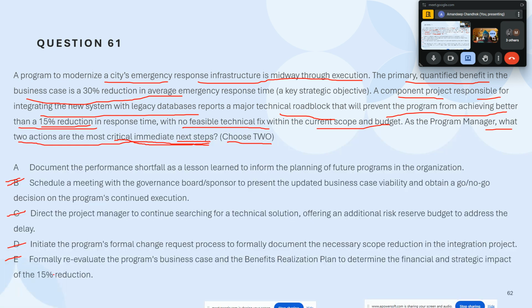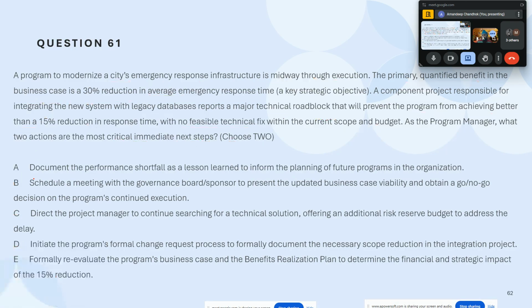Perfect. Okay, again, any further answers, or are we okay? I'll start giving the explanation then. Are we okay with this? Okay, so let me start off, let's go top to bottom. What we are saying in the first option is: document the performance shortfall as a lesson learned to inform the planning of future programs in the organization.